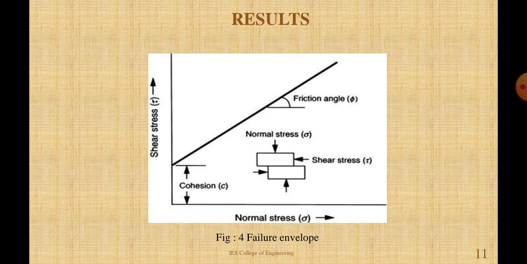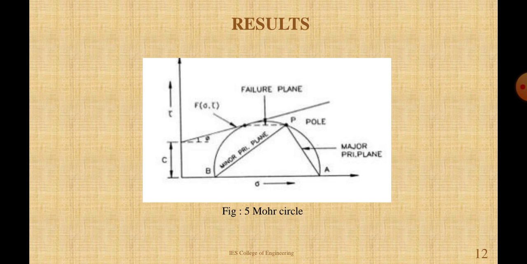Next, figure 4 shows the failure envelope obtained by plotting the points corresponding to shear strength at different normal stresses and joining them by a straight line. The last graph obtained from direct shear test is the Mohr circle, which represents the failure envelope, minor principal stress and major principal stress.